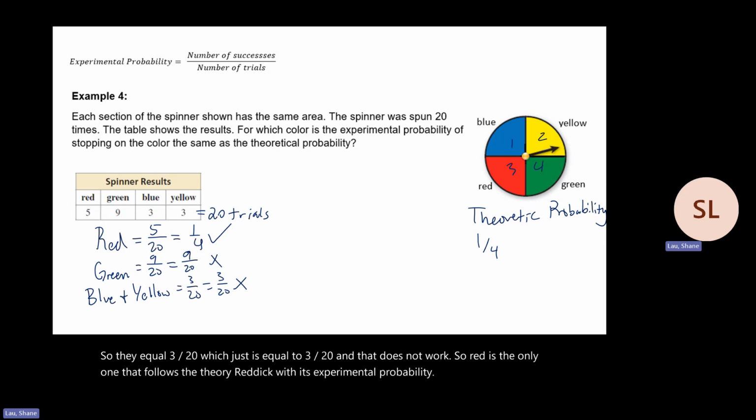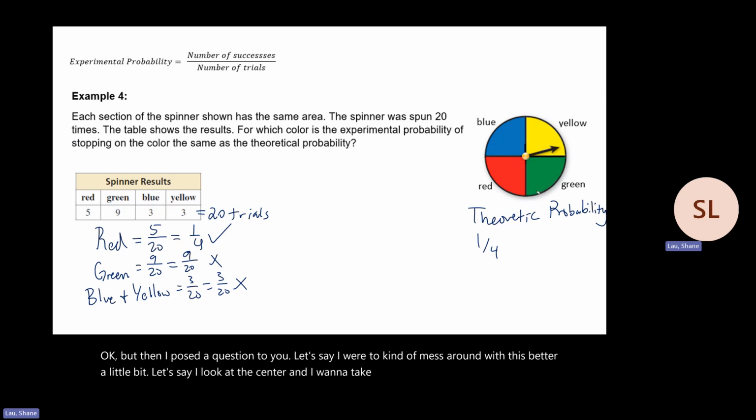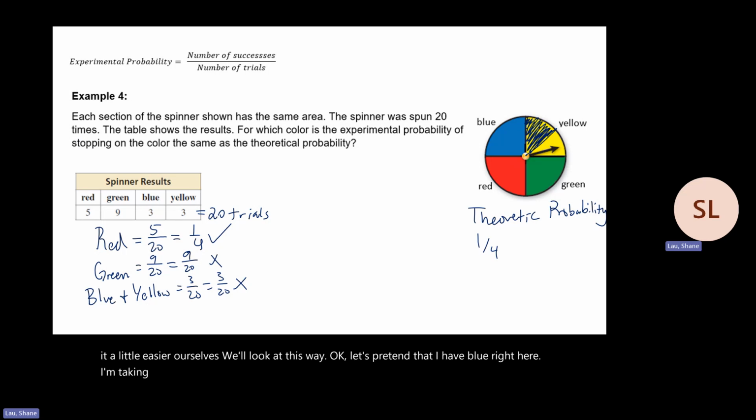Okay. But then I pose a question to you. Let's say I were to mess around with the spinner a little bit. Let's say I would look at the sensor and I want to take this portion here. You know what? Actually, let's make it a little bit easier for ourselves. We'll look at it this way. Okay, let's pretend that I have blue right here. I'm taking over half of yellow.